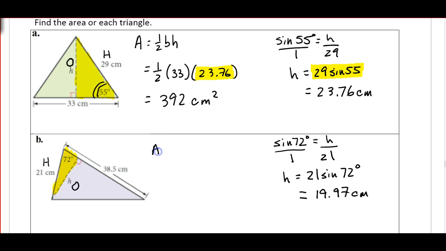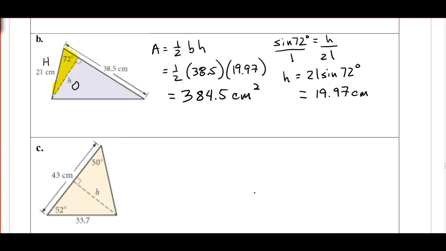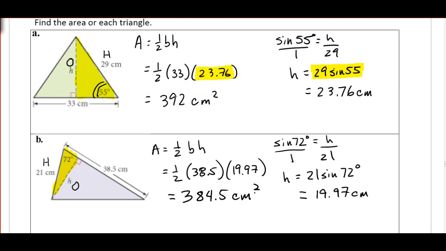centimeters. Then we can go back and substitute it into 1/2 base times height. So I've got 1/2, my base is 38.5, and my height is 19.97, which is going to give us about 384.5 centimeters squared.